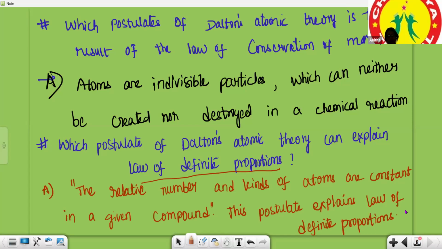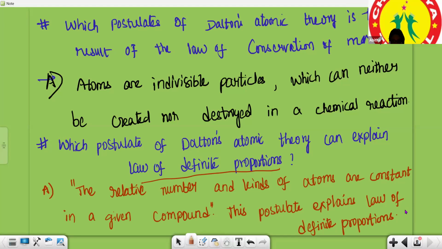So please read the law of definite proportions: in a compound, the number and kind of atoms are constant. Please read the two questions, Srivatsa, loudly. Which postulate of Dalton's atomic theory is the result of the law of conservation of mass?